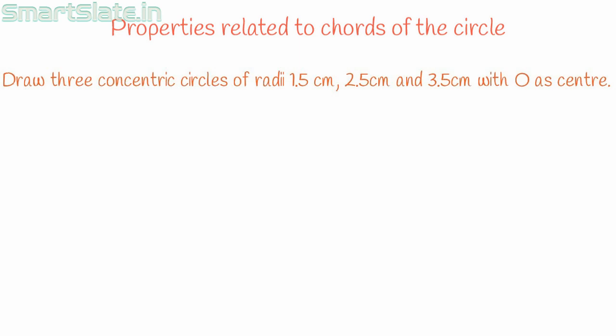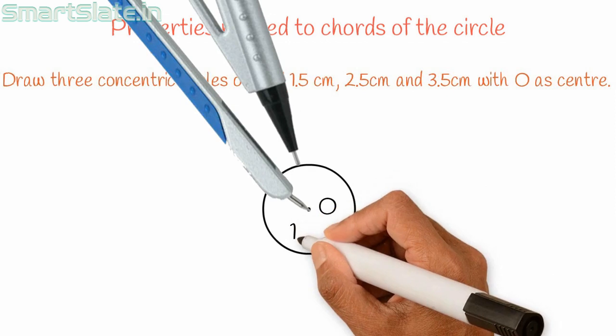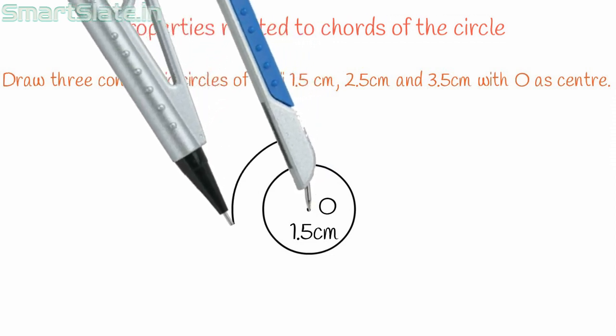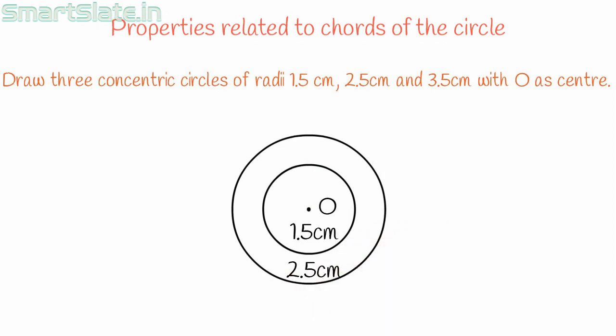Before solving this problem, let me tell you what are concentric circles. Circles having the same center but different radii. Let me show you. Consider this as center point O. Now, keeping this as a center, draw a circle of radius 1.5 cm. Now, I will draw another circle. Keeping point O as a center, again I will draw a circle of radius 2.5 cm. These two are concentric circles, as these both circles share same center but different radii.